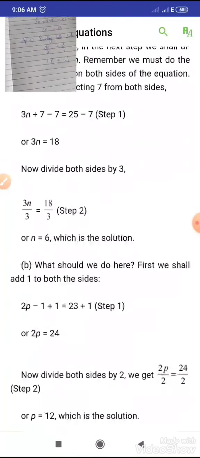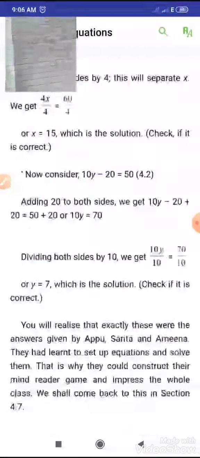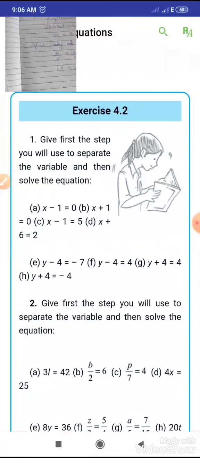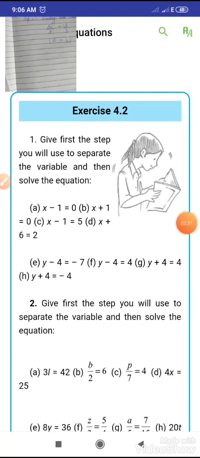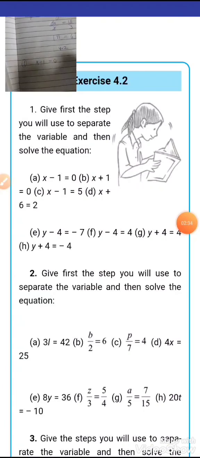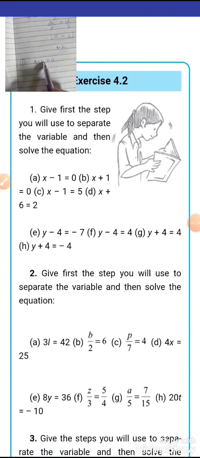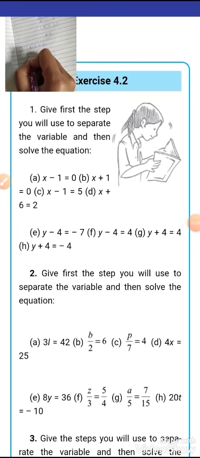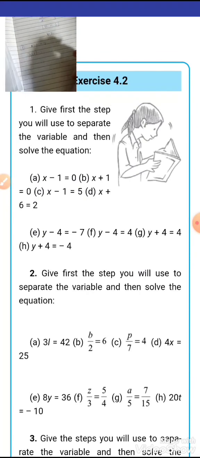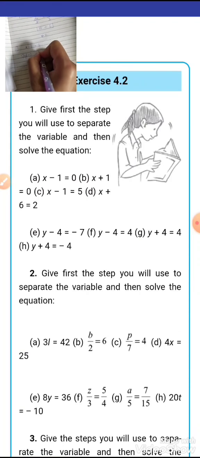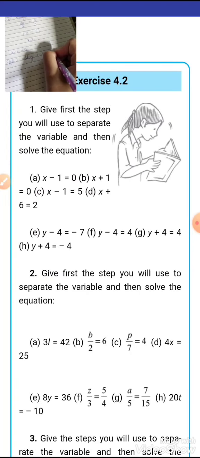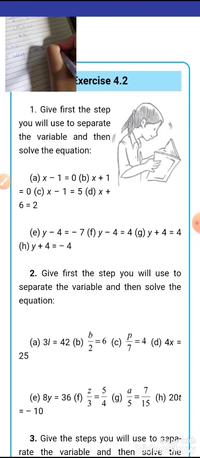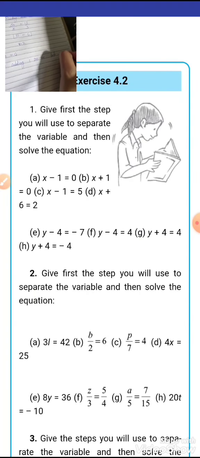Now we are going to move to our exercise 4.2 and the first question of this exercise is: give first the step you will use to separate the variables and then solve the equation. And our first equation is x minus 1 is equal to 0. So first we are going to write our first step, and the first step is adding 1 on both sides of the equation.